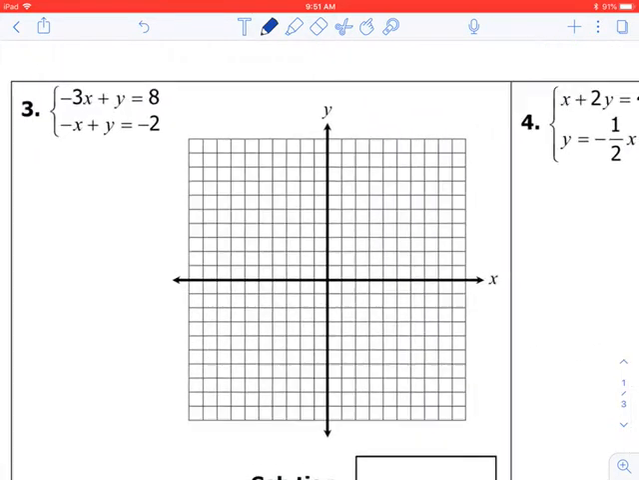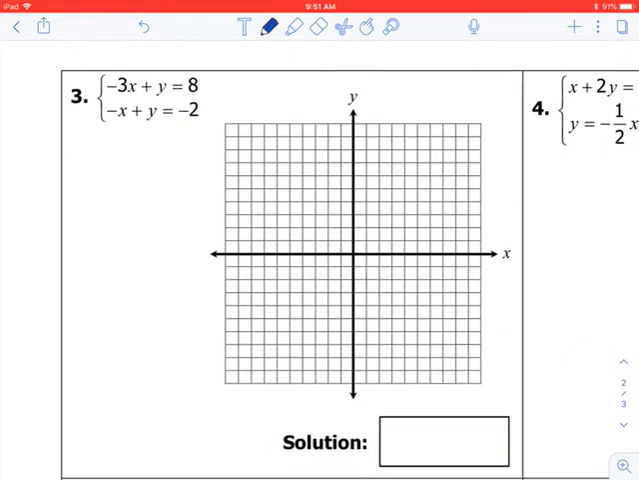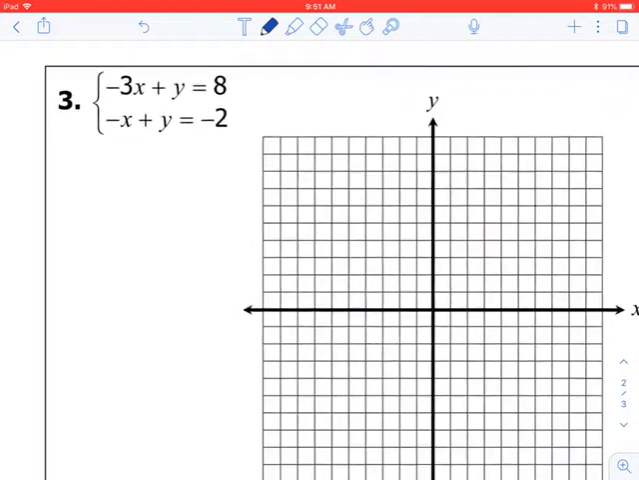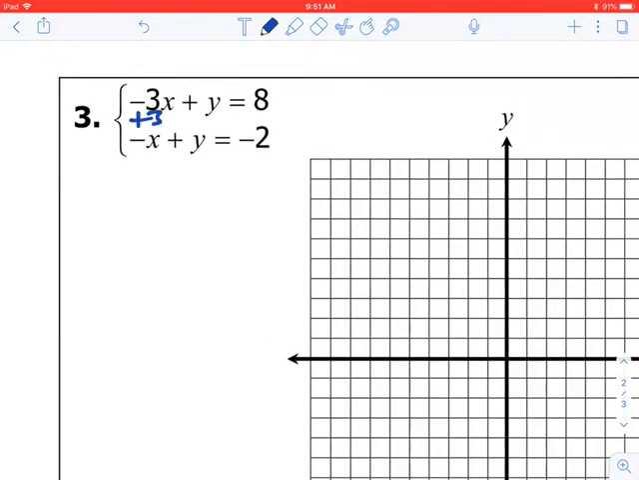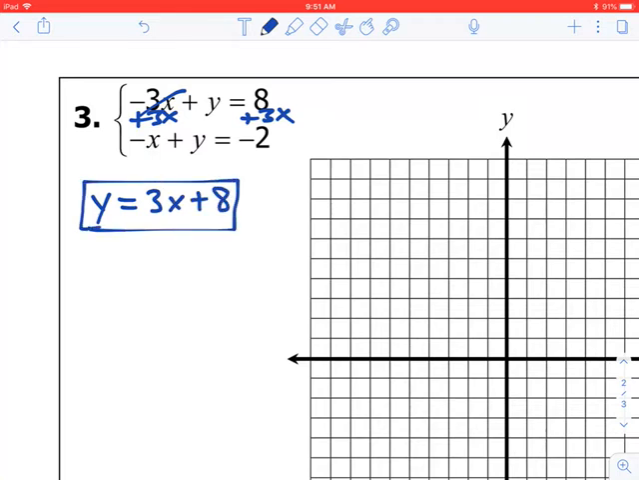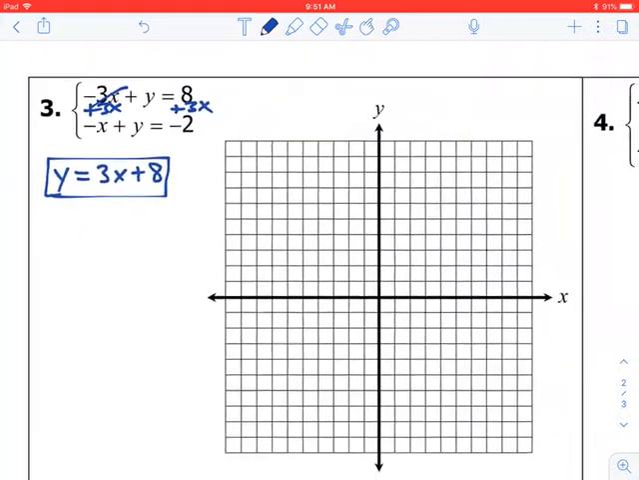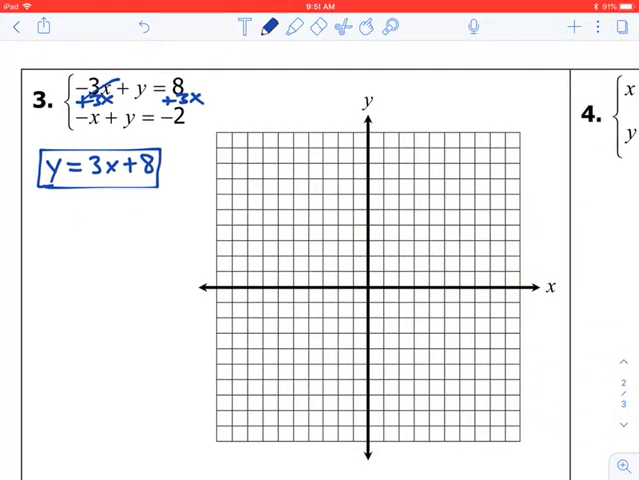So our first one, number 3. I've got to get both of these with y by itself. So with the first one, I've got to add 3x to both sides. Okay, so I'm going to go ahead and do that right below. That's y equals 3x plus 8. There's my first equation. So I'm just going to go ahead and graph that right away while I have it here, and then do the other one separate.